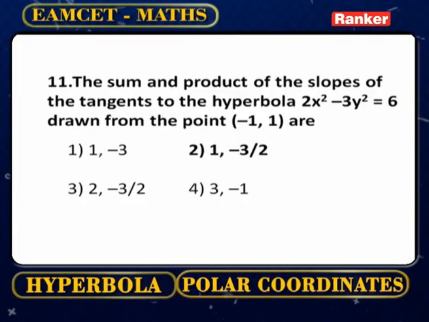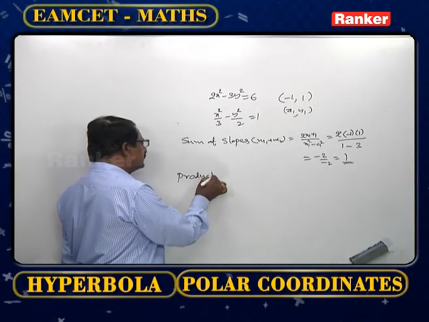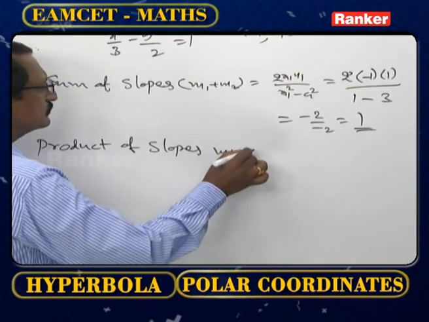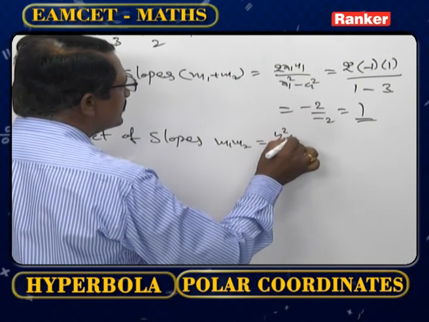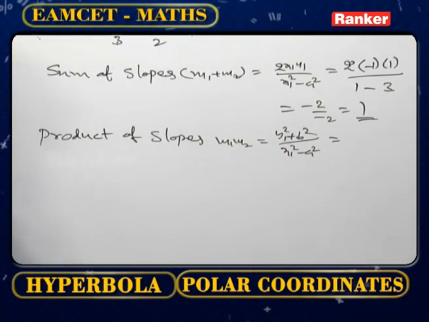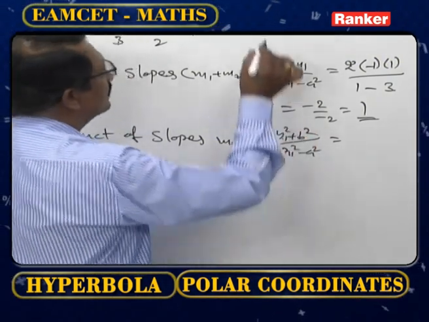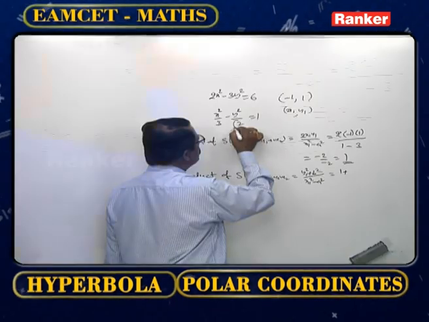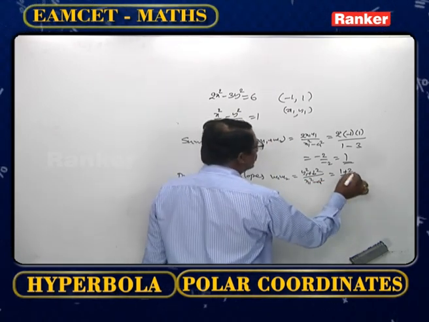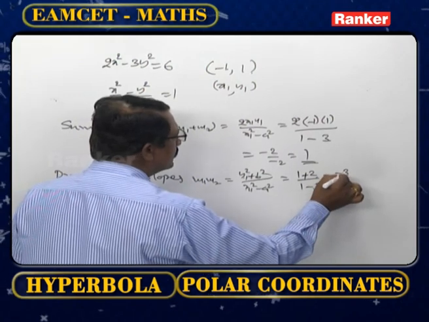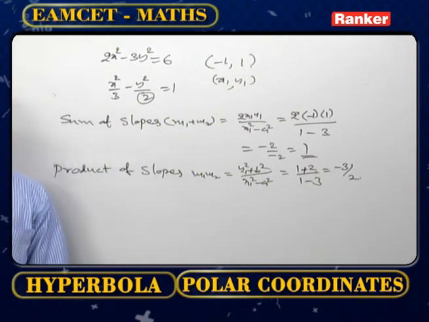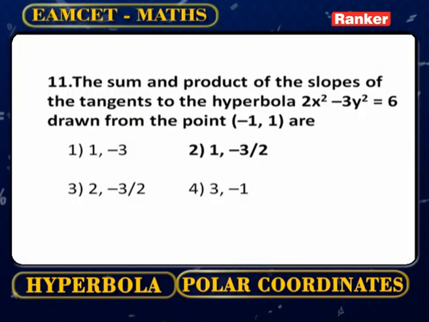Next, the required product of slopes. m1 m2 equals y1 square plus b square by x1 square minus a square. Now y1 square 1 plus b square 2, by x1 square 1 minus a square 3, that equals minus 3 by 2. Now sum of slopes equals 1, product of slopes equals minus 3 by 2. Then second option is correct.